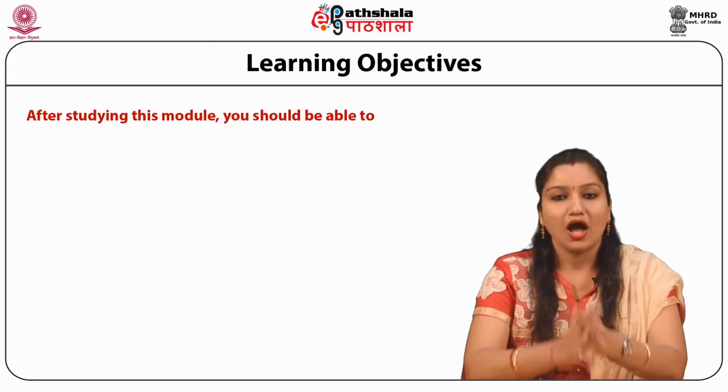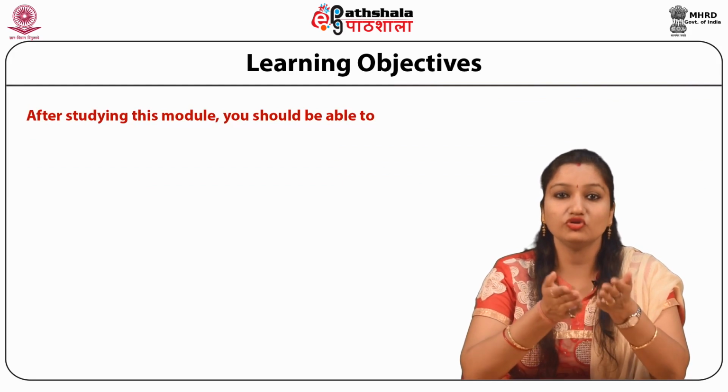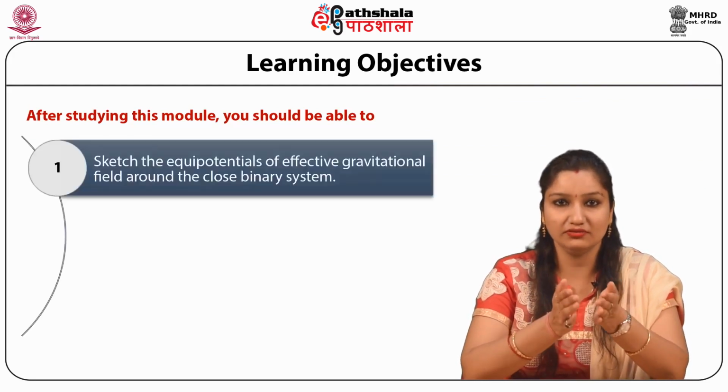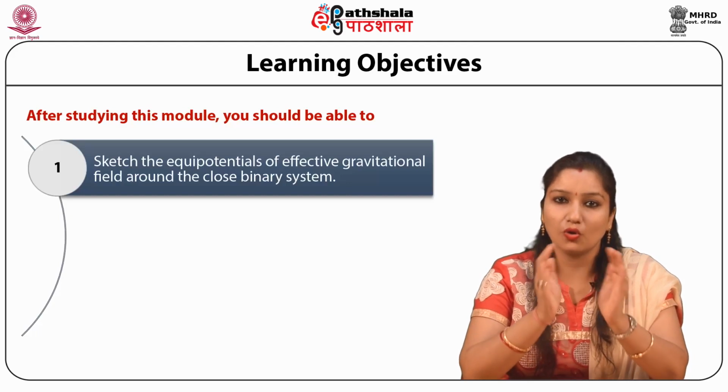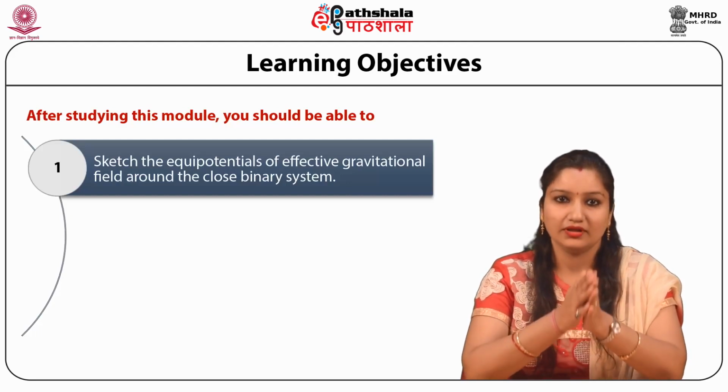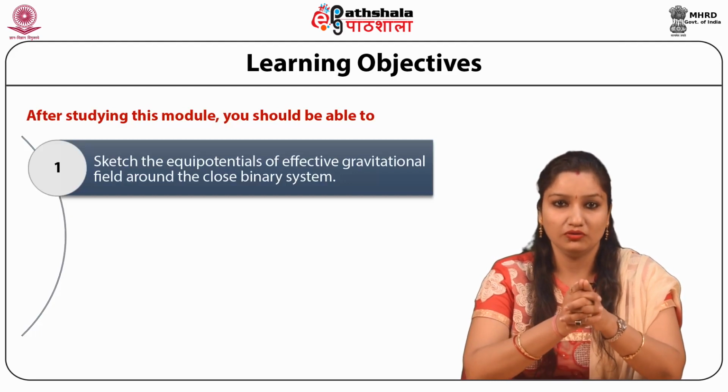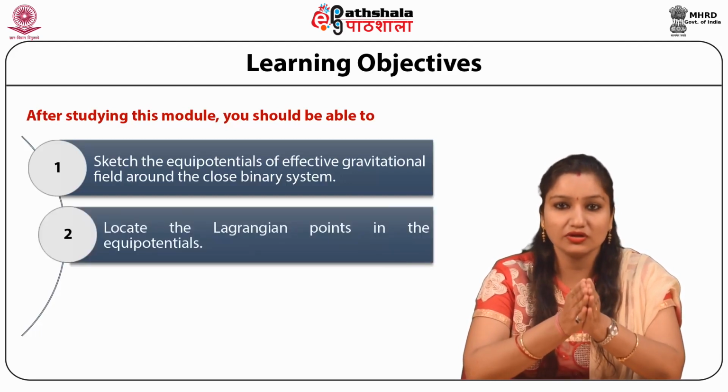Today we are going to discuss the module Closed Binaries, Mass Luminosity Relation of Stars, which is from the paper Astronomy and Astrophysics. After studying this module, you should be able to sketch the equipotentials of the effective gravitational field around the closed binary system. Then next, you should be able to locate the Lagrangian points in the equipotentials.